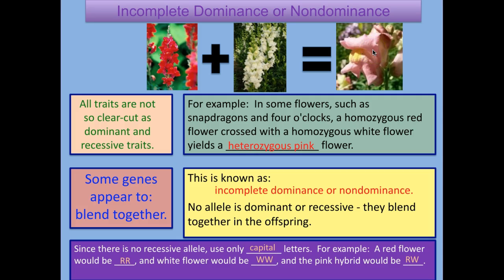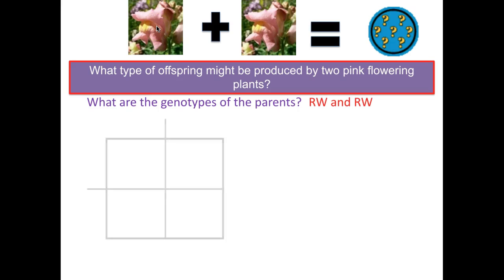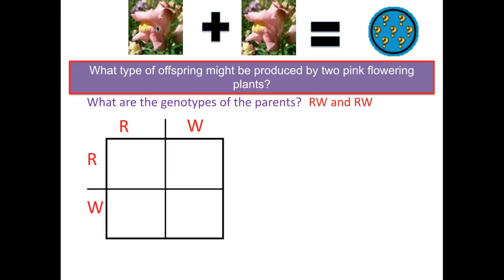So what type of offspring may be produced by two pink flowering plants? So let's look at this real quick. Genotypes of the parents, remember these were heterozygous, so big R, big W. So if we cross these, this is a monohybrid Punnett square, just like we're used to.